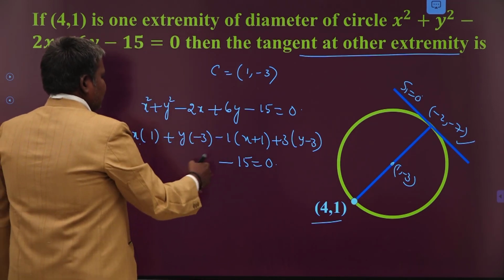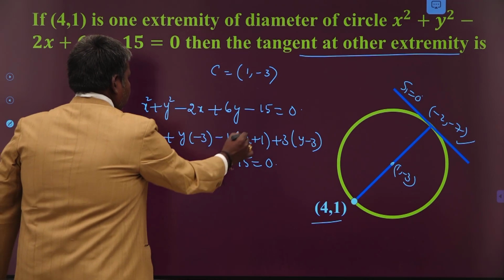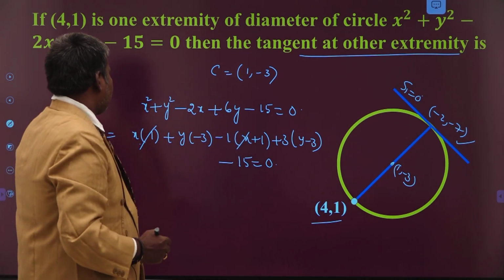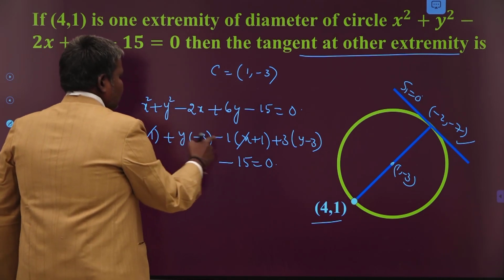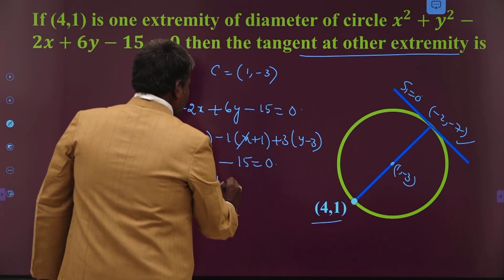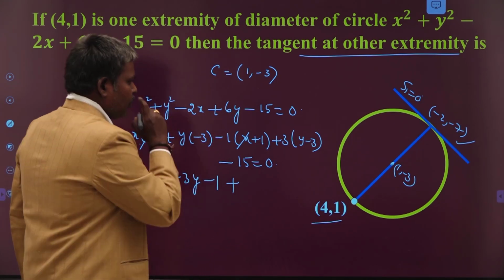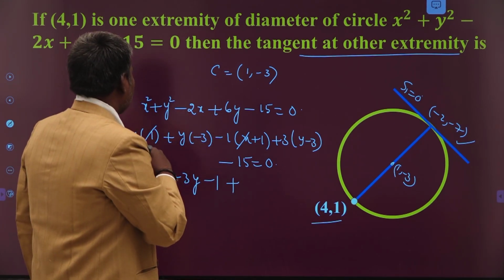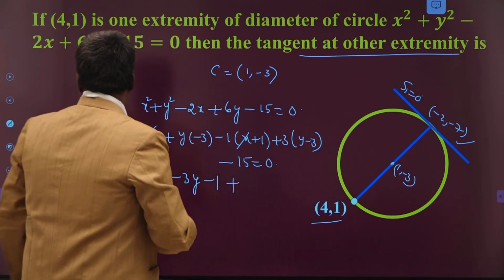So x minus x gets cancelled here. Plus x minus x gets cancelled. Minus 3y. This is minus 1 and plus 3y. What is the point here? Minus 2, minus 7. So I am sorry. We are writing the tangent at (-2, -7). You have to write.